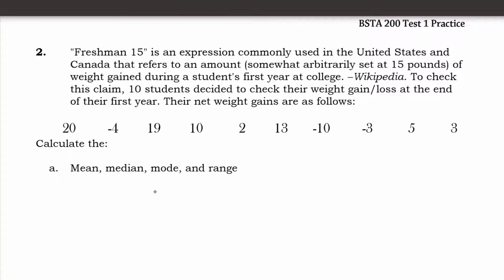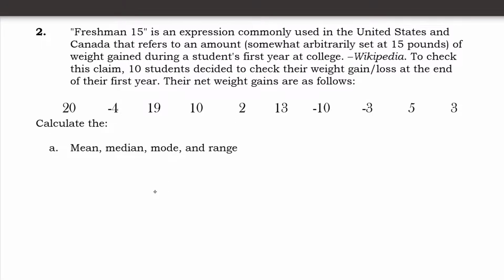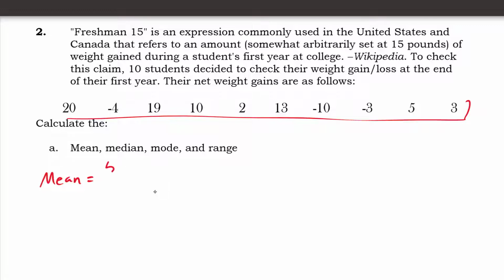Now in question 2 here, we need the mean, median, mode, and range. So we're just going to find the mean the same way we just found it a moment ago. The mean is going to be found by taking the sum of the values. When we add up these values here, we will get a total of 55. And when we divide that by 10, we have a mean of 5.5.